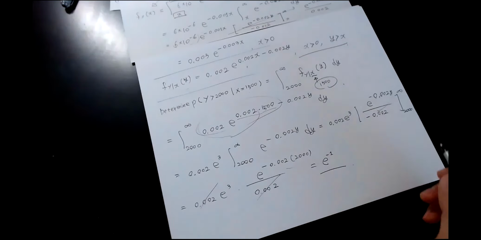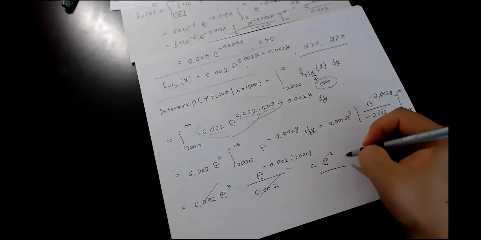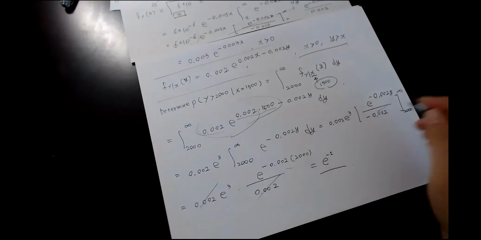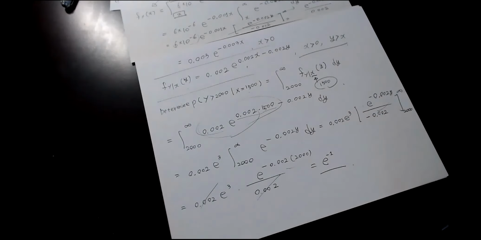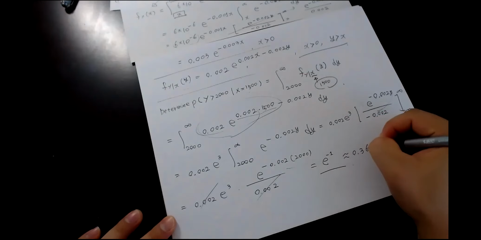Okay, so give me a second. Yeah, e to the negative 1. I mean, approximately this is 0.367, but let me say just 0.368.